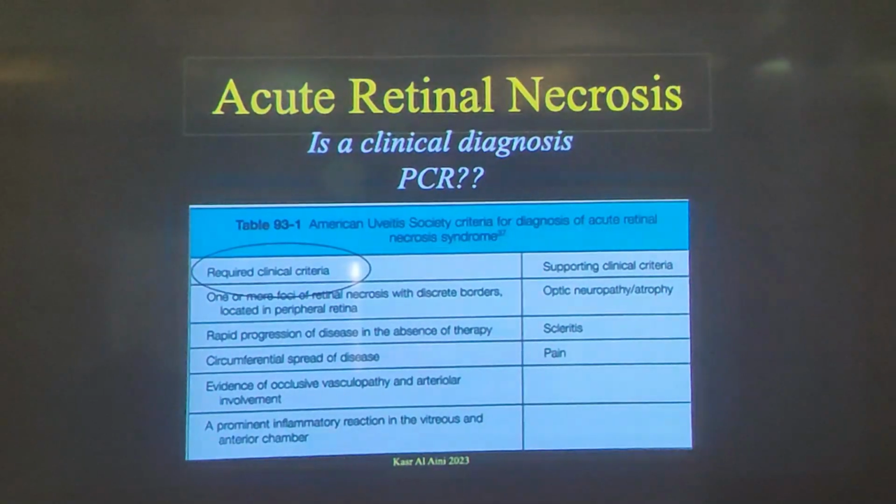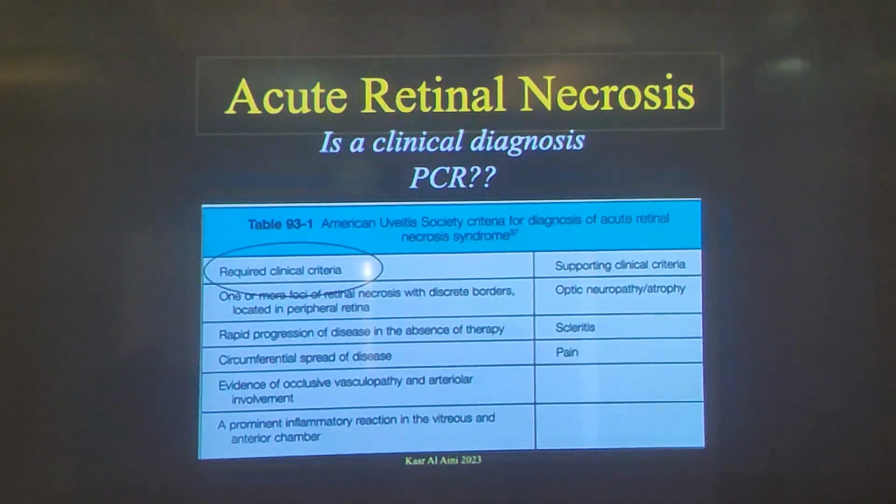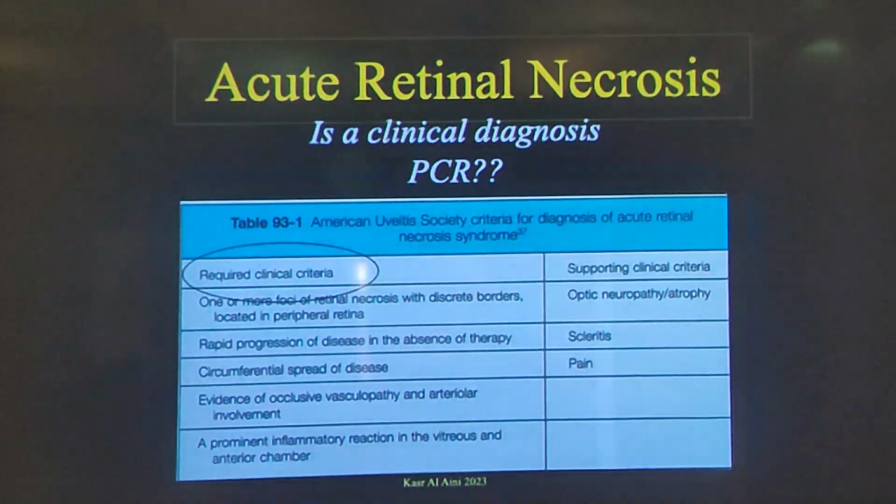So is it a clinical diagnosis? Yes, it is a clinical diagnosis which can be helped by PCR. PCR is an aspirate. You aspirate from the vitreous and you do a PCR in these patients and you can detect the DNA particles of these viruses.